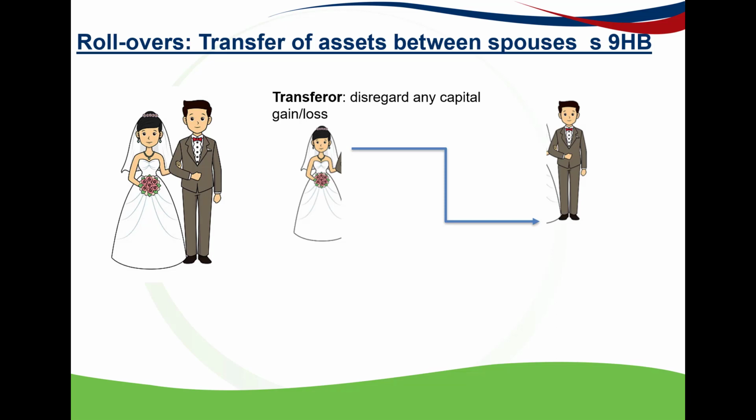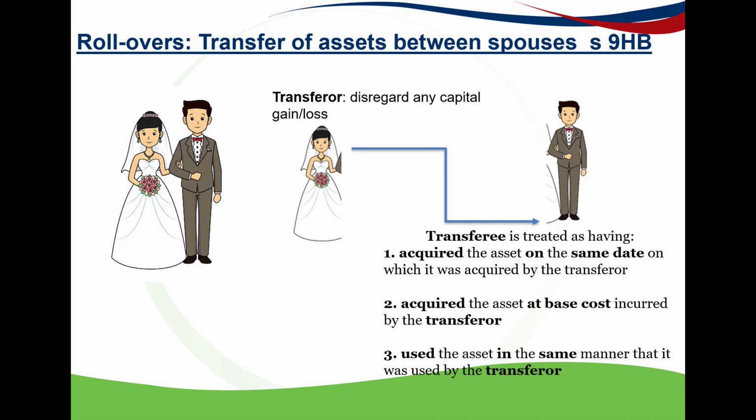The spouse who the asset is transferred to, and we will refer to that spouse as the transferee, will be treated as having acquired the asset on the same date on which it was acquired by the transferor, having acquired the asset at the base cost incurred by the transferor, and lastly, having used the asset in the same manner that it was used by the transferor. In simple terms, the history of the asset is rolled over to the transferee spouse.